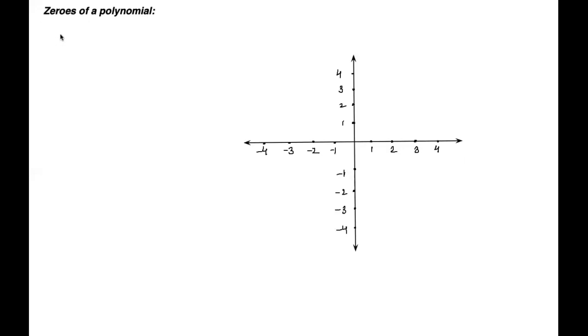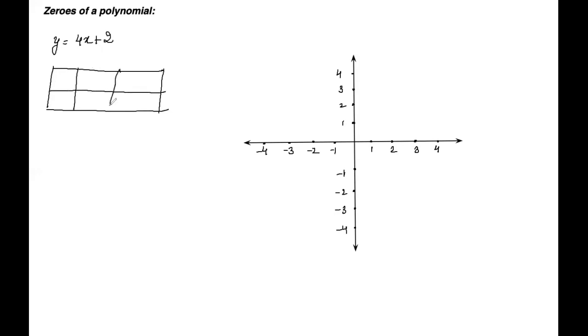Now let us study the 0 of a linear polynomial on a graph. We'll take a very simple example for this. Let's suppose I have an expression y equals 4x plus 2. As we know, y equals 4x plus 2 represents a simple line. So first we'll draw a graph for this. I'll put the values for x and y. This is for x and this is for y.